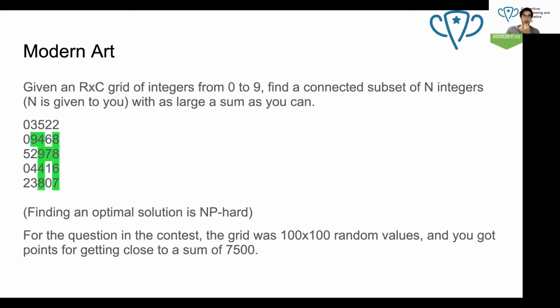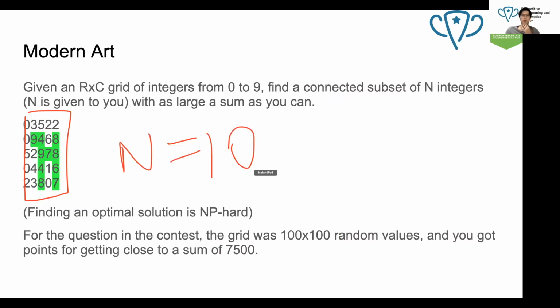So the problem is, you have a grid of values and you're given another integer, in this case, n equals 10. And what you want to do is select some of the cells in the grid. They're all from 0 to 9, just so it looks nicer. And you want to select 10 of the numbers such that they're connected. That just means that you can walk from any one to any other without leaving that region. So you can't replace that 4 there with a 5 because then that 5 would be disjoint from the rest of it. So that's the rules of the game.